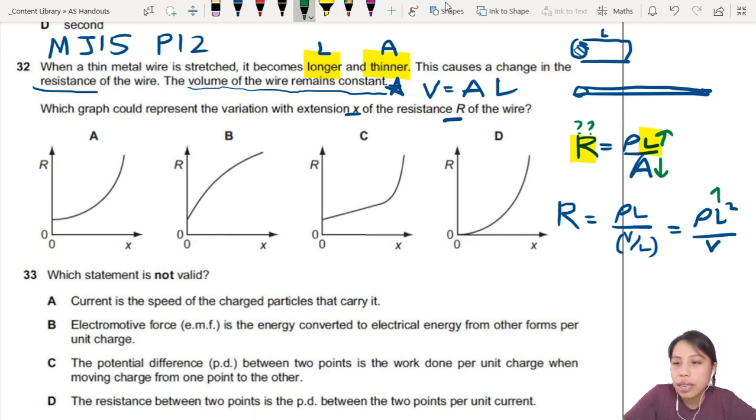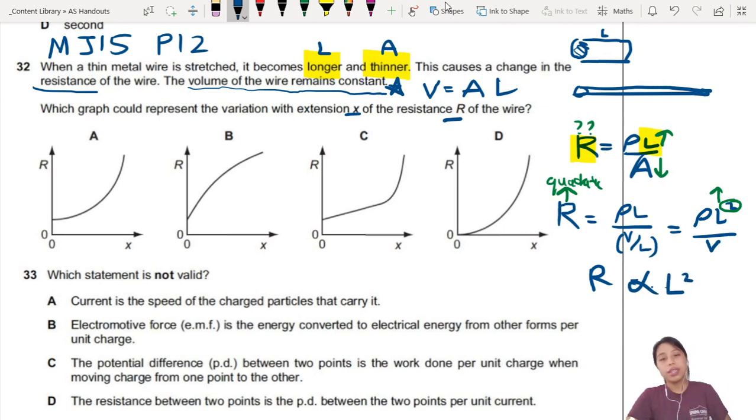So it's getting longer and longer. But look at this, we have a power. So now we can say for sure, R is increasing also at a quadratic factor because of the square there, L squared. So you summarize as R proportional to L squared. Now let's look at all the other stuff. So L squared quadratic graph means not this shape and not this shape. So we're stuck with A and D, but how do you know which one to choose? The difference is the intercept.